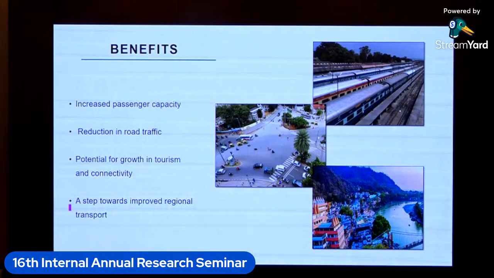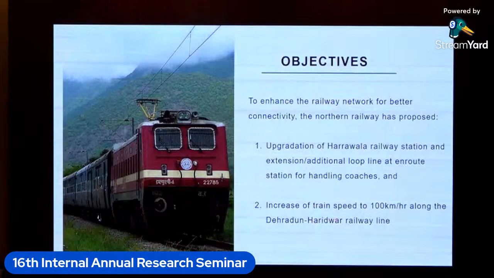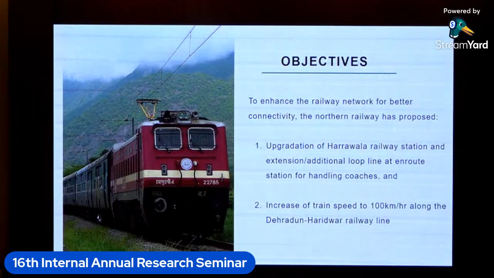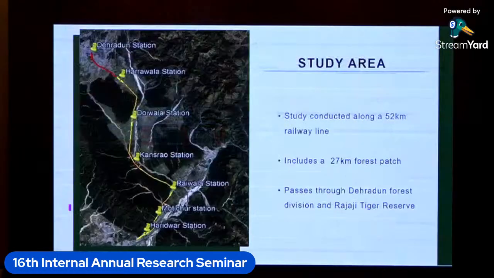Improvement in railway connectivity can increase the passenger capacity, reduce road traffic, give potential for growth in tourism and connectivity, and be a step towards improved regional transport. To enhance the railway connectivity, the Northern Railway has proposed upgradation of Harawala railway station and extension or additional loop line at en route stations for handling coaches, and to increase train speed to 100 kilometers per hour along the Dehradun-Haridwar railway line.